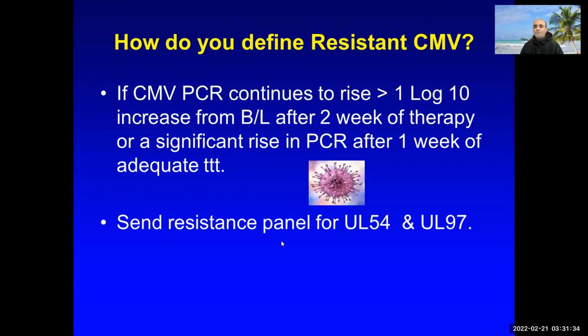How do you define resistant CMV? If CMV continues to rise by more than 1 log from the baseline after 2 weeks, or there is persistent systemic illness after 2 weeks of therapy with ganciclovir, or a significant rise in CMV PCR after 1 week of adequate treatment, but it should be 2 weeks. Send a resistance panel.